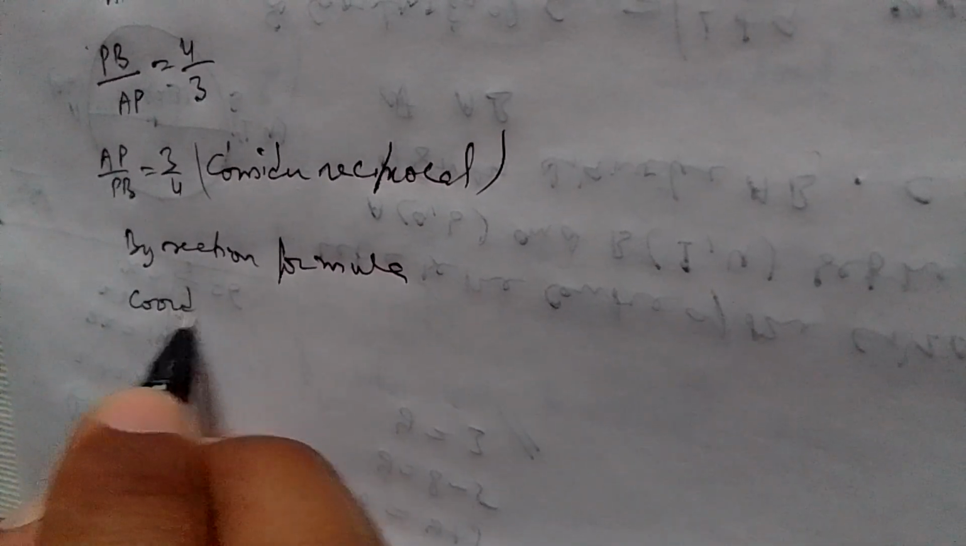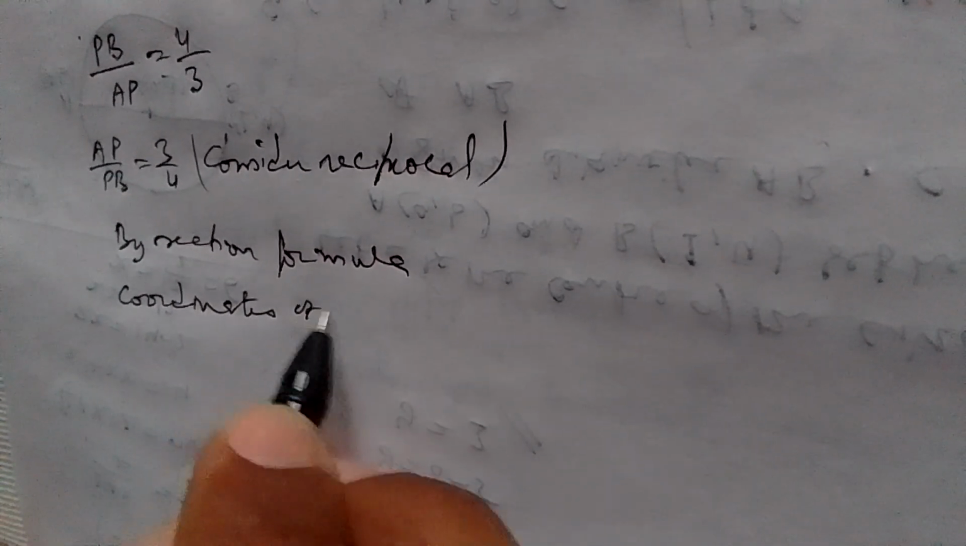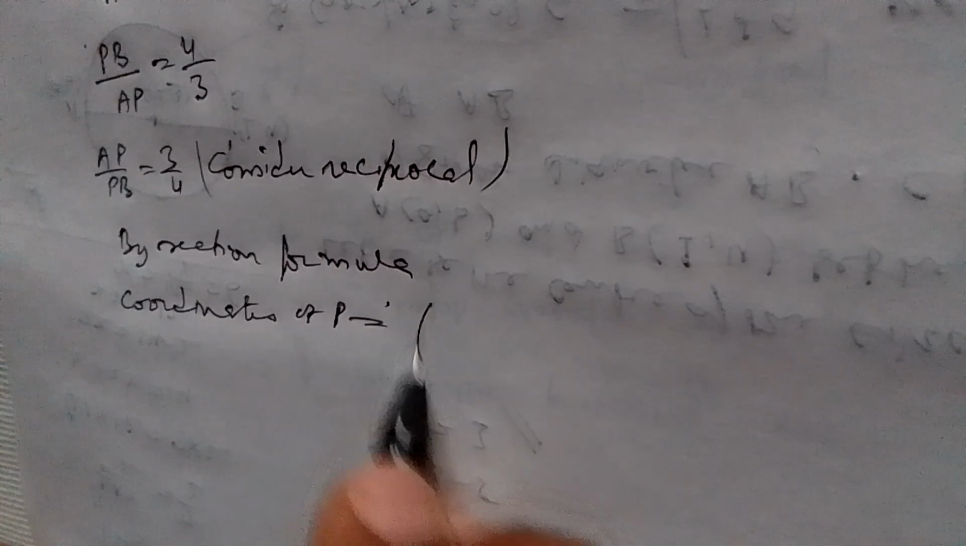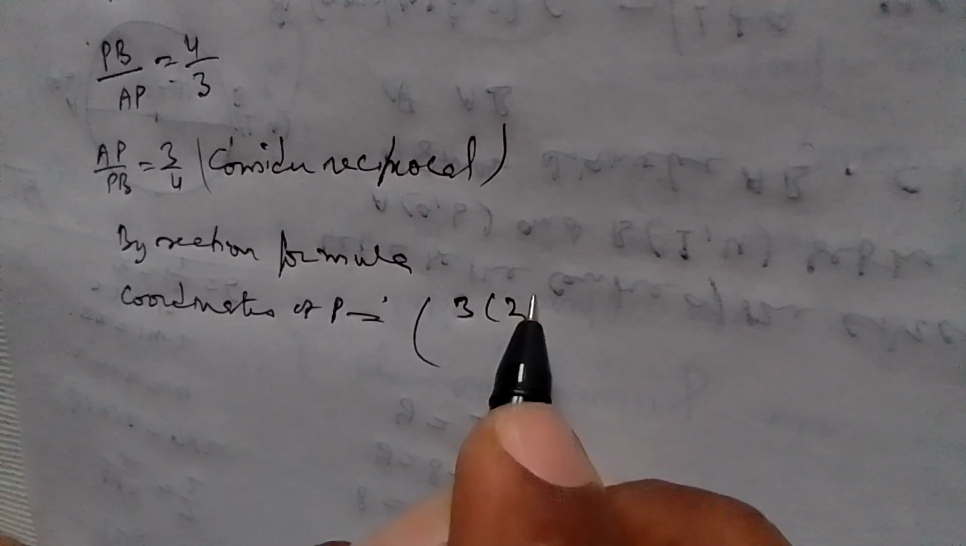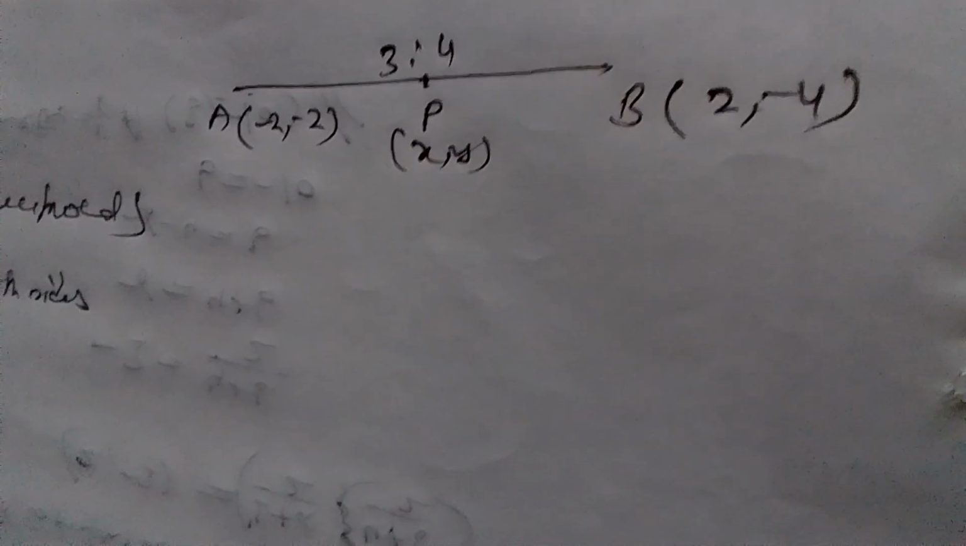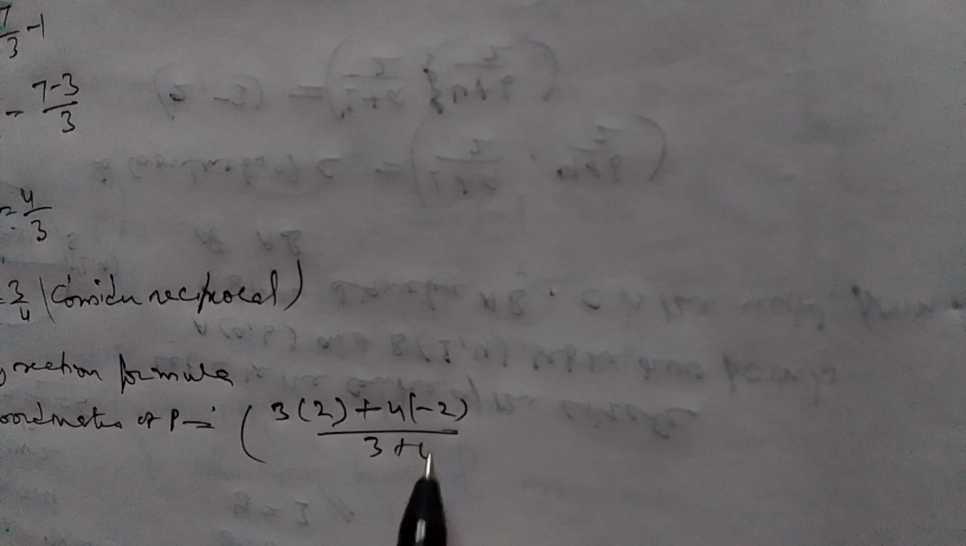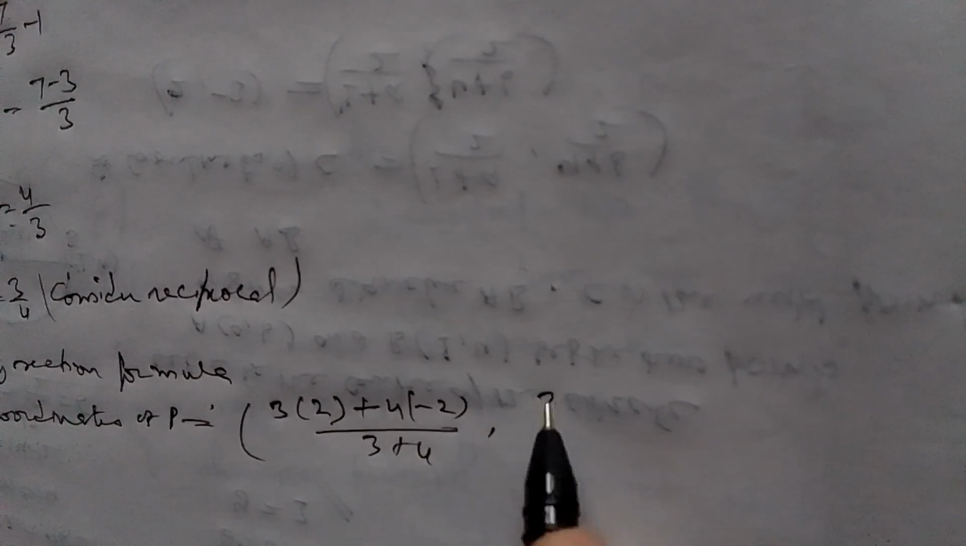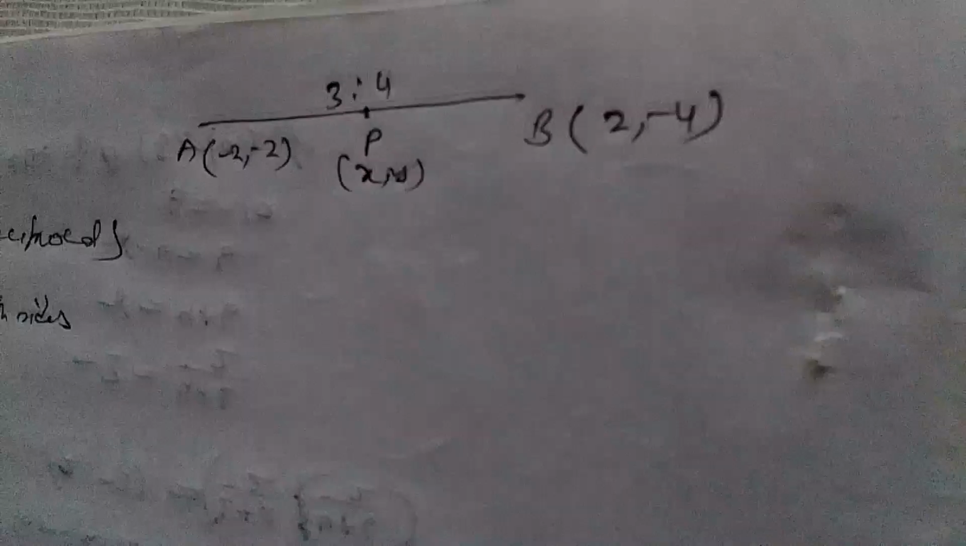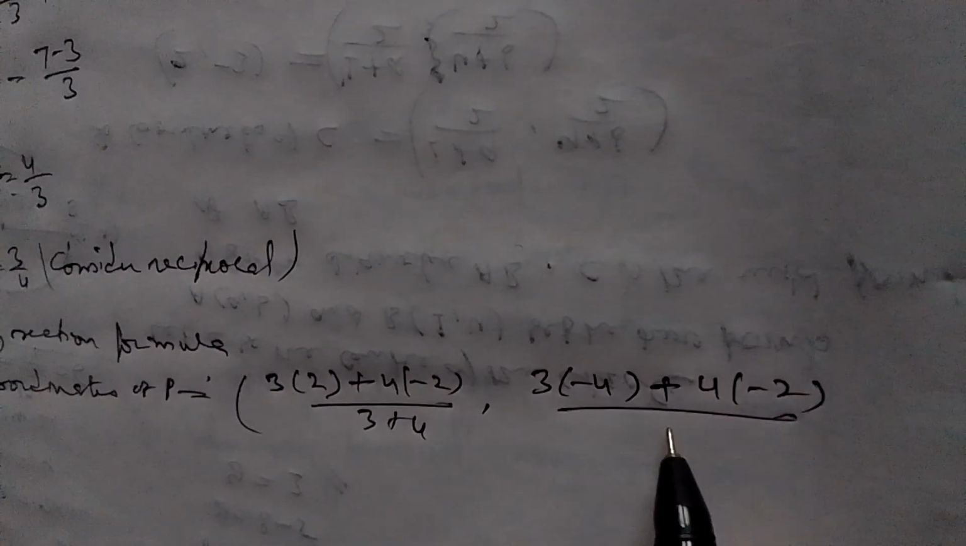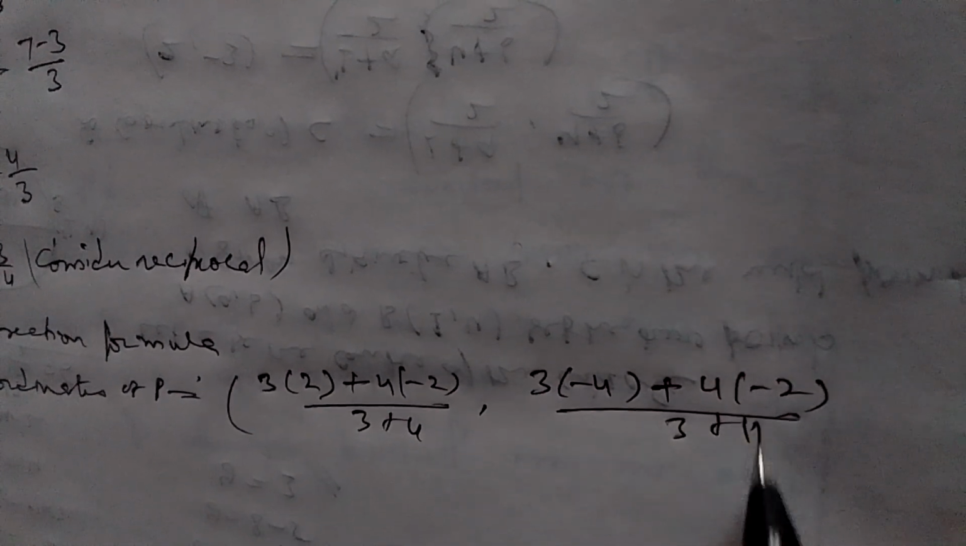coordinates of P is equal to (3 multiplied by 2 plus 4 multiplied by minus 2) divided by 3 plus 4 comma (3 multiplied by minus 4 plus 4 multiplied by minus 2) divided by 3 plus 4.